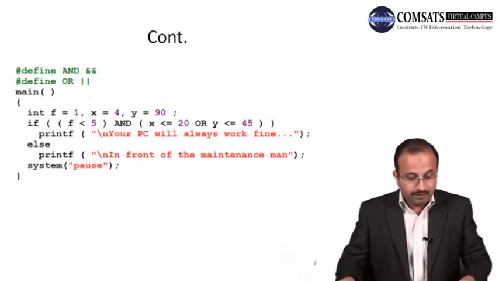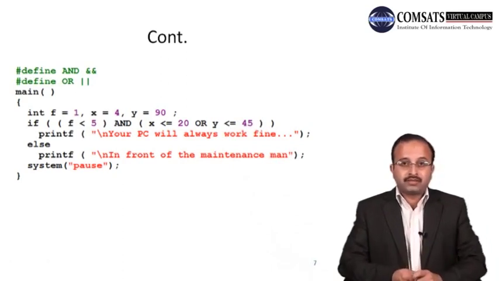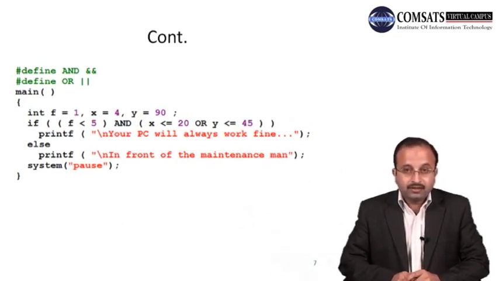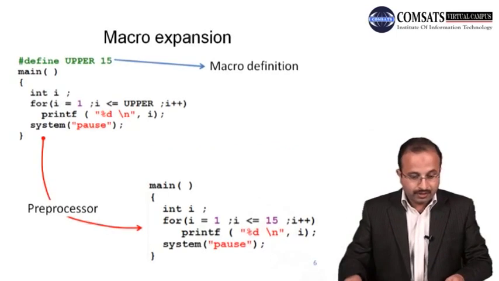This is another example. You remember these operators: this double AND operator is the logical AND operator, and this is the logical OR operator. You can say, okay, I define a macro AND and I define a macro OR. You write macros usually in capital letters. Why? To differentiate between the variables used in the program and the macros.